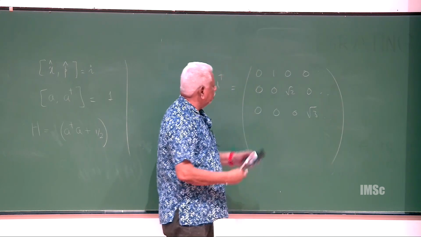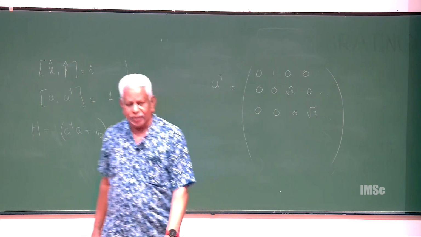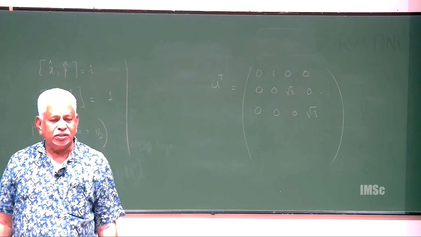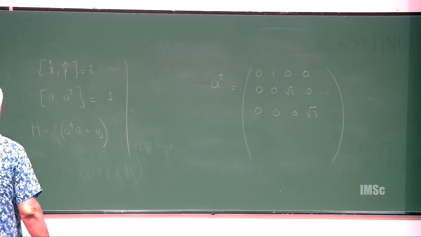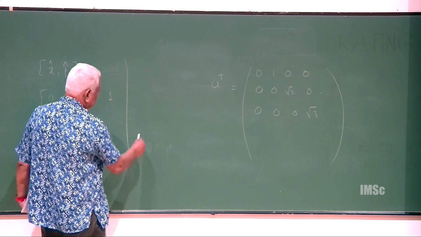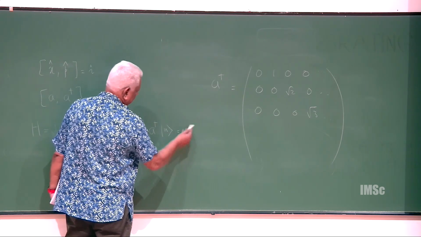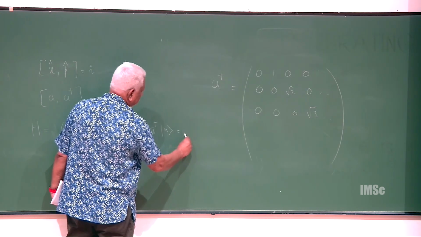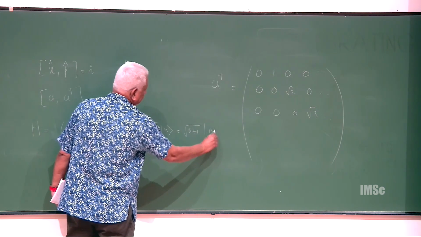It is actually 1, root 2, root 3, root 4, etc. Okay? That is why root 2, root 3, all those things come. In order to see that, you have to find out A dagger acting on n. If you actually work it out, it will turn out to be root of n plus 1 times n plus 1.